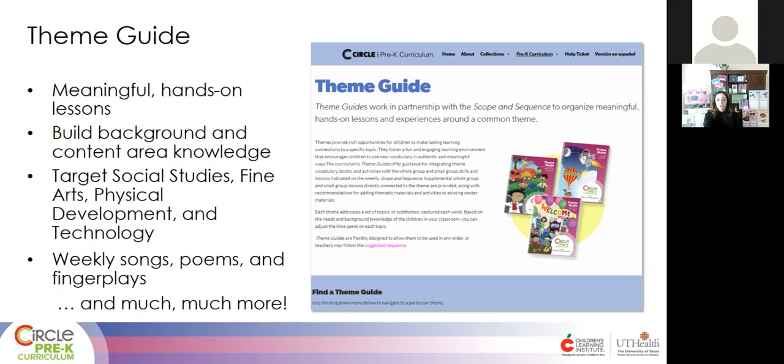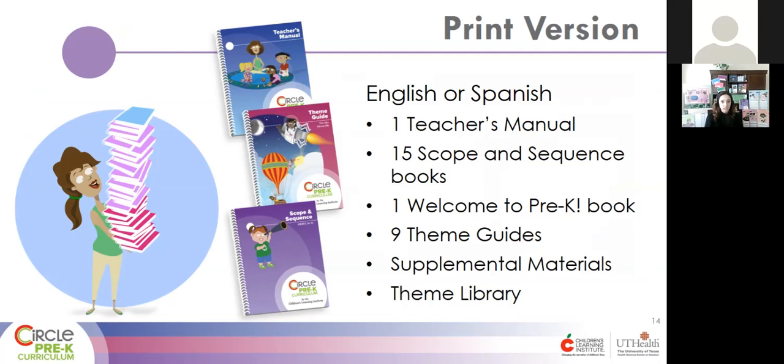So those domains, those colorful tabs that you saw on the slide that had the scope and sequence, you likely noticed that there were some domains that weren't represented. Well, don't fret, they're represented here in the theme guide. So in addition to what you saw in the scope and sequence, theme guides are also going to address social studies, fine arts, physical development, and technology. So with the two used together, you're addressing all 10 of the domains in the Texas Pre-Kindergarten Guidelines.